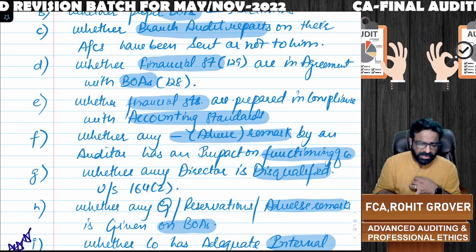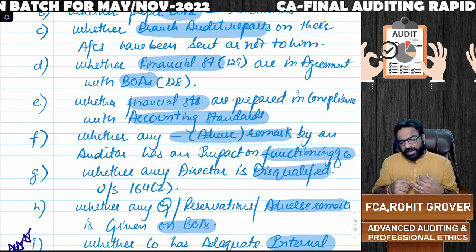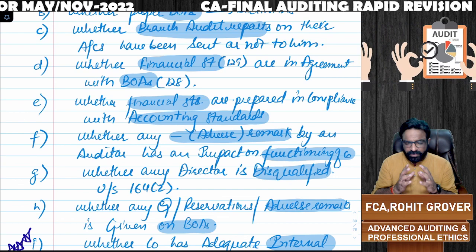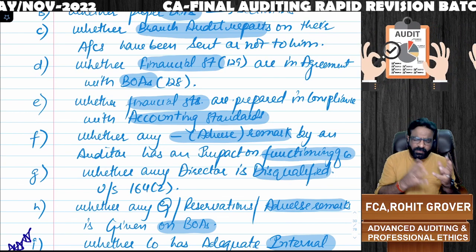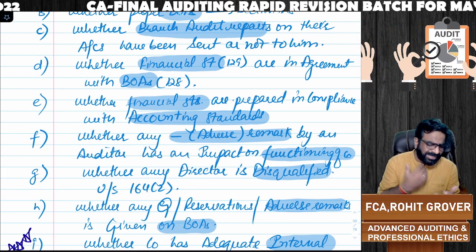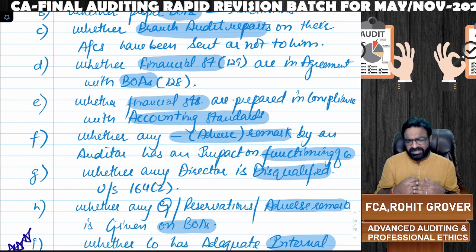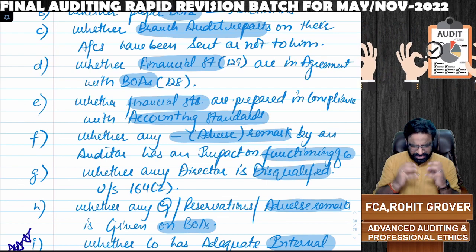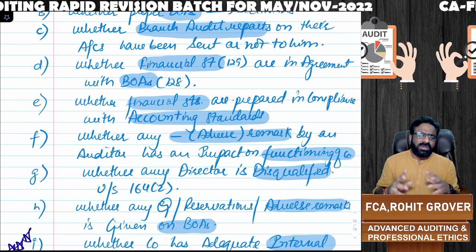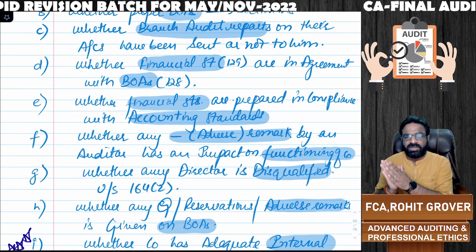Clause A was on whether the information and explanation received is correct or not, and what its impact is on the financial statements. Next, books of accounts must be prepared as per section 128. Point 3, branch audit reports. Point 4 was relating to financial statements in agreement with books of accounts. Point 5, that is clause E, relating to financial statements being prepared as per the accounting standards and Ind AS. Clause F was talking about whether the auditor has left any negative or adverse remark on the financial statements, and what the impact of that is on the functioning of the company.